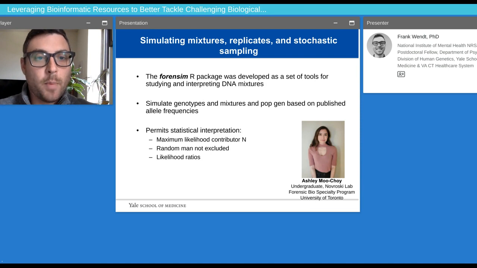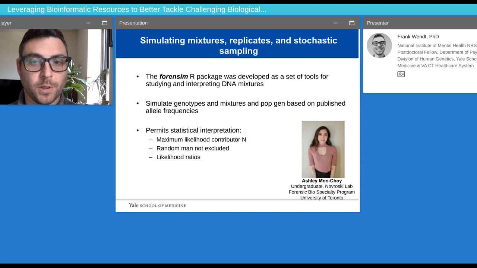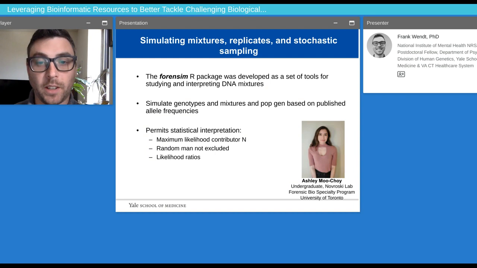So we used the R package Forensim that was developed as a set of tools to study and interpret DNA mixtures. We used this package to simulate genotypes and mixtures and population data based on published allele frequencies. The package also allows you to perform some statistical interpretation of the data that you generate. We'll be focusing on the likelihood ratios, but there are a whole bunch of other statistics that you can generate in Forensim.